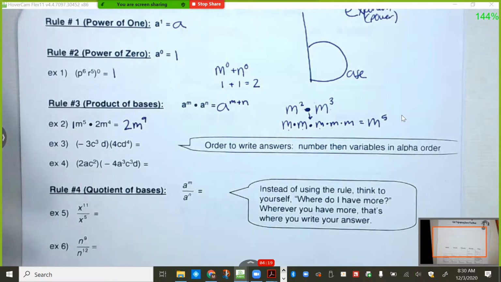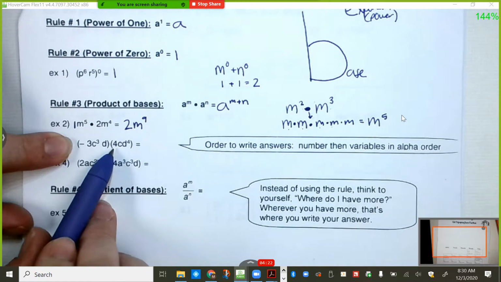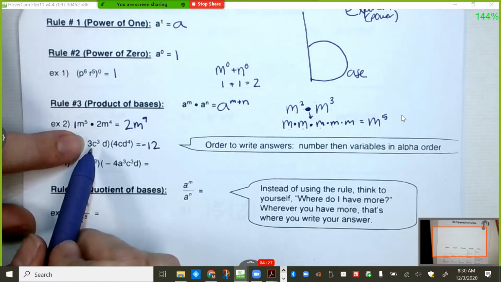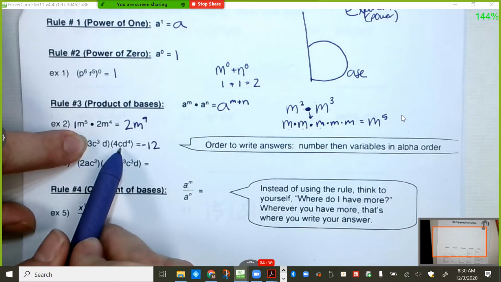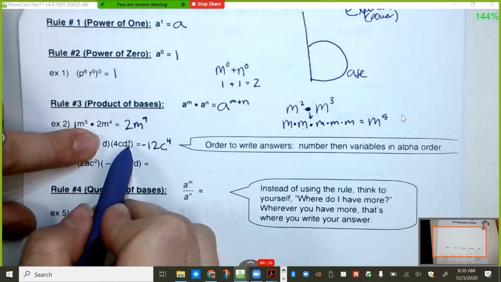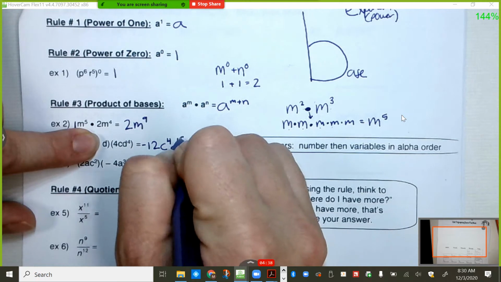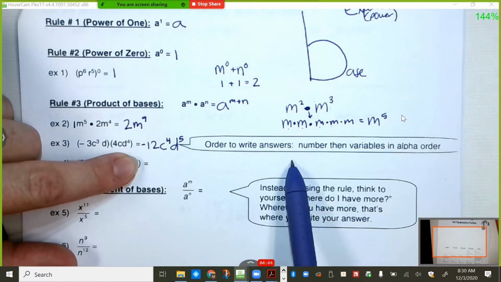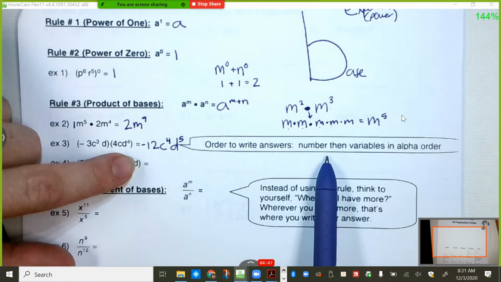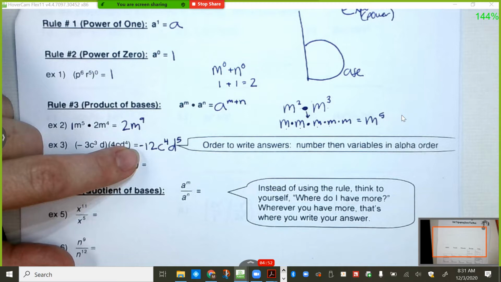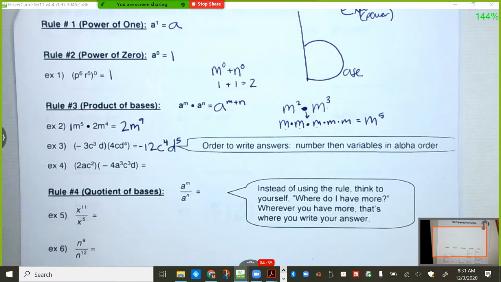So look at this one. What's negative 3 times 4? Negative 12. Okay, c cubed times c. C to the 4th power. D times d to the 4th power. D to the 5th power. Okay, now this is written properly. If you'll see, it says order to write answers. You always write your number. Our number was negative 12. And it says then the variables, the letters, in alphabetical order. Okay, C comes before D, so we put it in the right order. Yes? Okay, they should always be written in the right order.